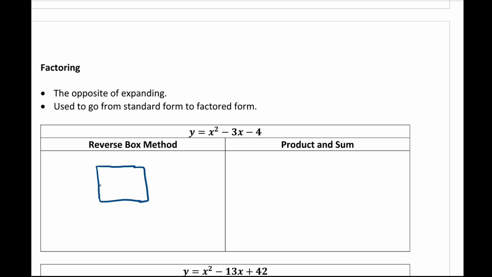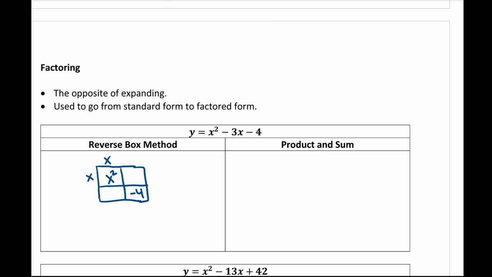But what we're going to do is, because we know our box is going to be set up like this, we know from the patterning when we do it, x squared is always in this box, and that last value at the end is always going to be in the corner. So the only way I can get x squared is if I have x times x. So now I need to think of, okay, well, what two numbers multiply to give me -4?